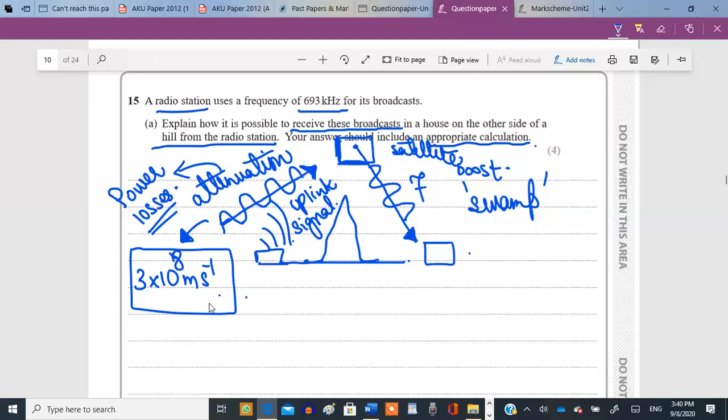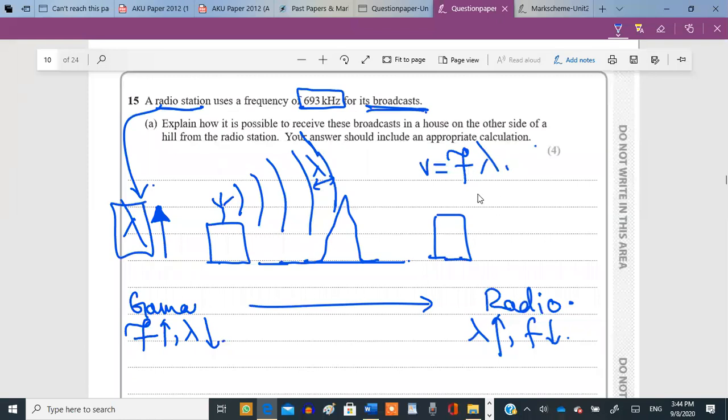Yeah, the speed of light is extremely fast, so that's why it doesn't take longer for it to reach the other side. Okay, so the value for lambda turns out to be how much? What is the velocity of radio waves? It's the same as the speed of light, 3 times 10 raised to the power of 8, and the frequency is 693 kilohertz.